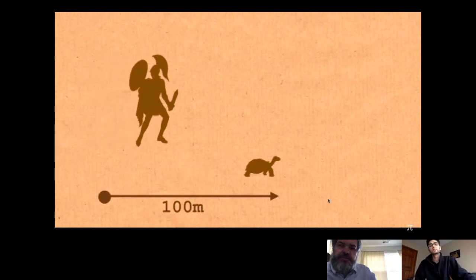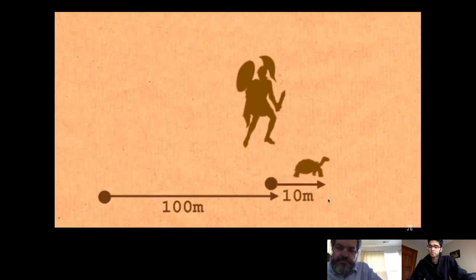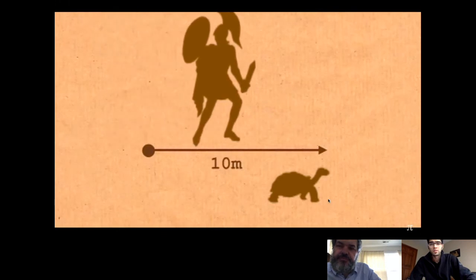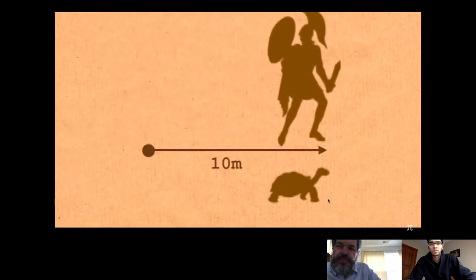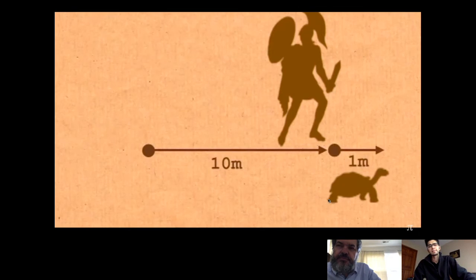Now Achilles sprints 100 meters, and he catches up to where the tortoise was. But in that time, the tortoise has moved on. He's moved on 10 meters. So Achilles now has to sprint to catch up with the tortoise again. So he sprints another 10 meters and he catches up to where the tortoise was. Now, since that time, the tortoise has moved on another meter. So Achilles has to sprint to catch up to where the tortoise was. And this keeps happening over and over again.